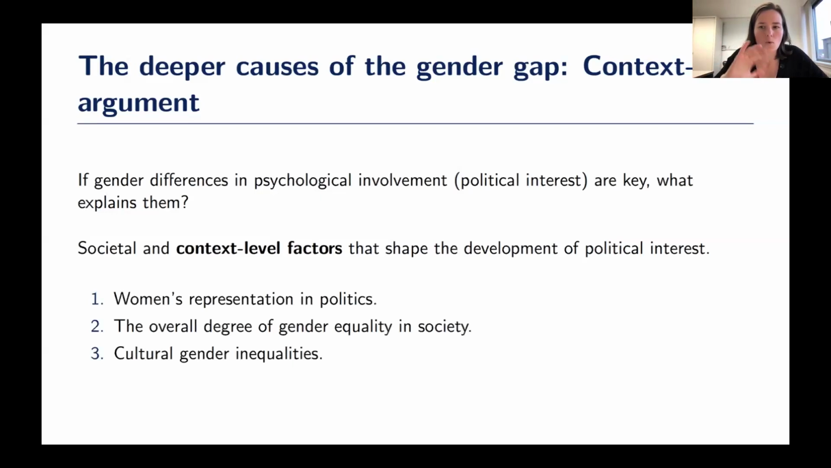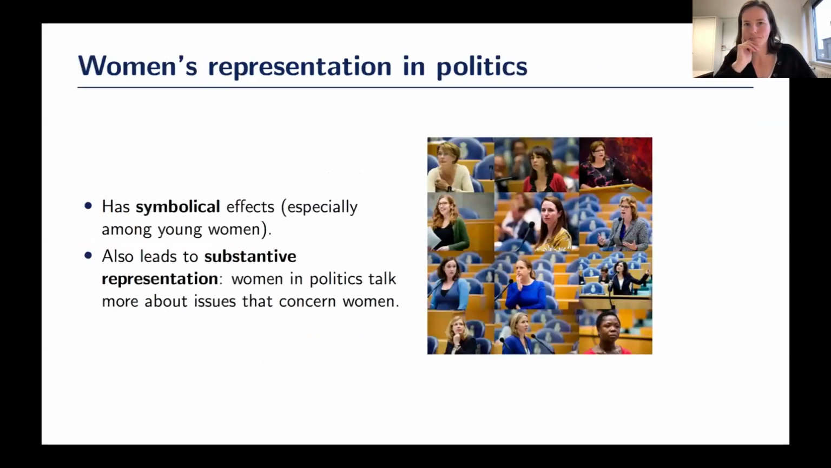We focus on three specific context level factors that we think can explain why women are more or less interested in politics, and hence can explain the size of this gender gap in political interest. We theorize about the role of women's representation in politics, about the overall degree of gender equality in society, and about cultural gender inequalities. And I'll walk you through the argument for each of those factors.